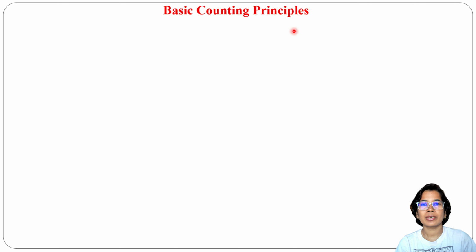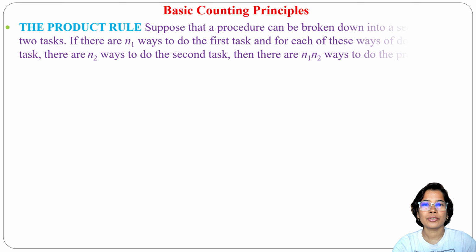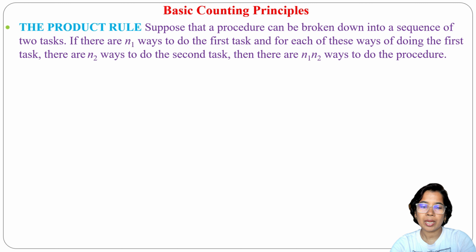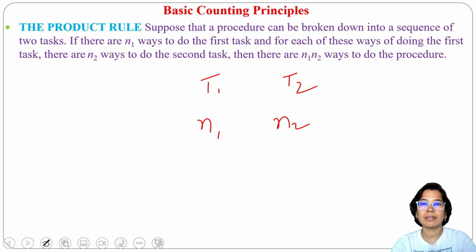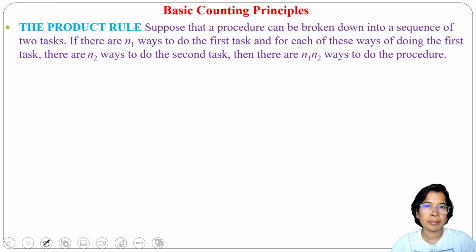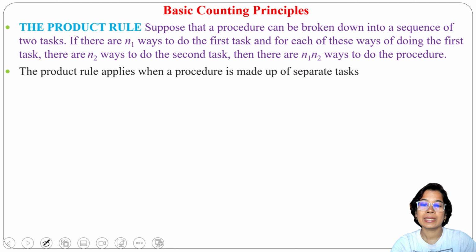In the basics of counting, there are two rules. One is the product rule, another is the sum rule. First, I will discuss the product rule. Suppose we have two tasks T1 and T2. T1 we can do in N1 ways, T2 we can do in N2 ways. Both T1 and T2 are different tasks. They are separate tasks, not dependent on each other. Then the total number of ways we can do T1 and T2 equals N1 multiplied by N2. And remember, T1 and T2 are separate tasks.